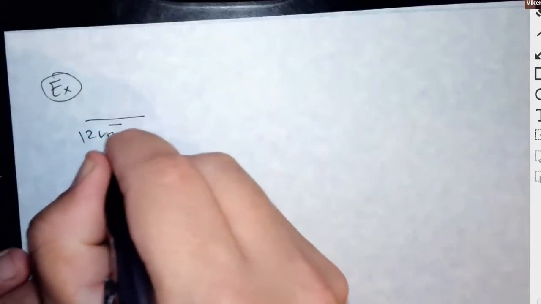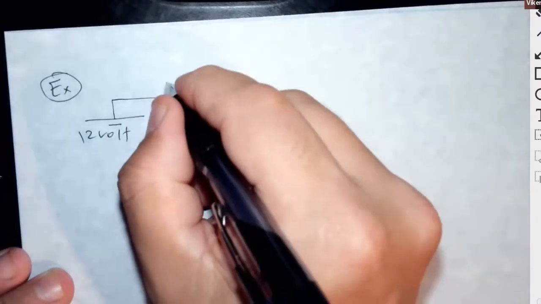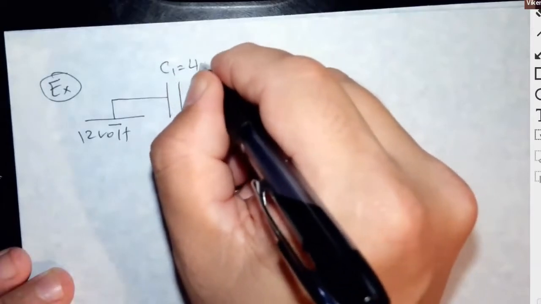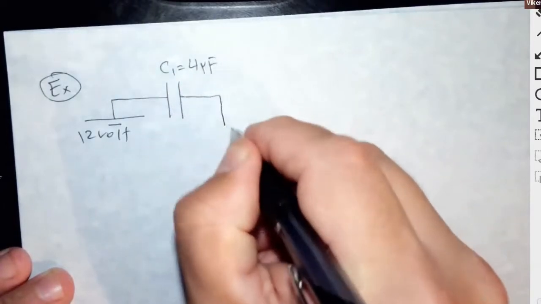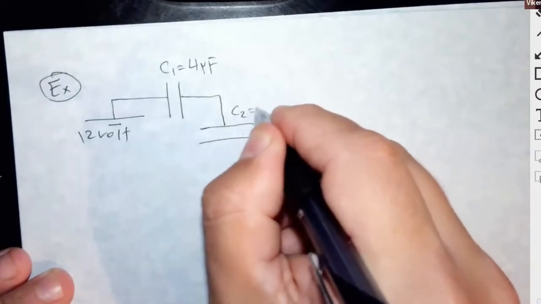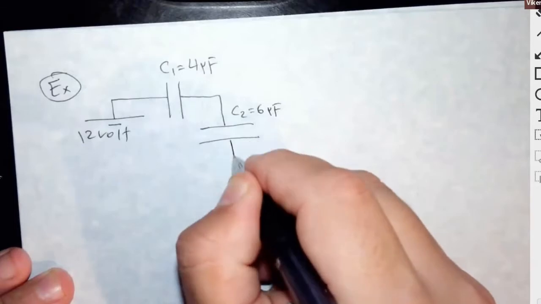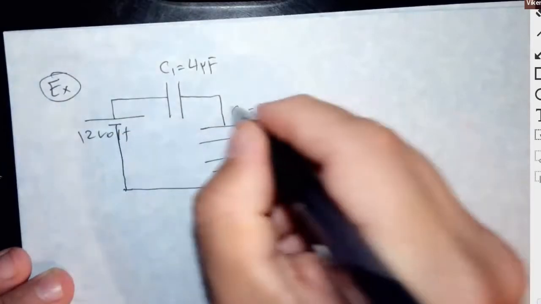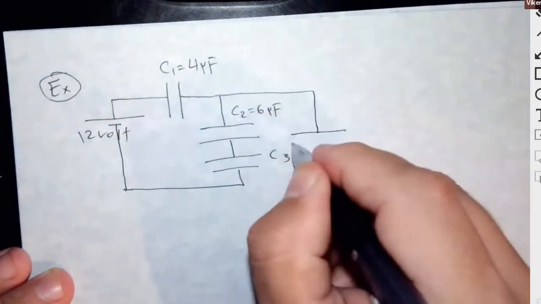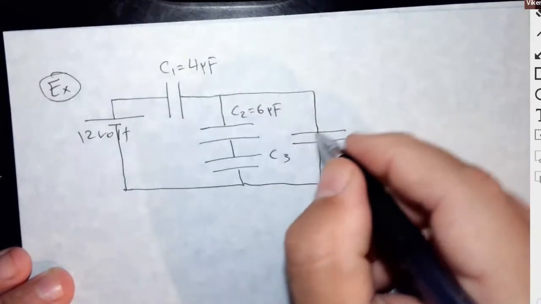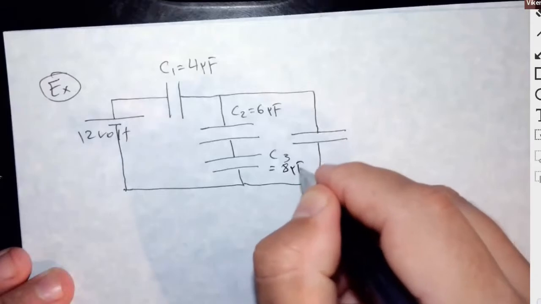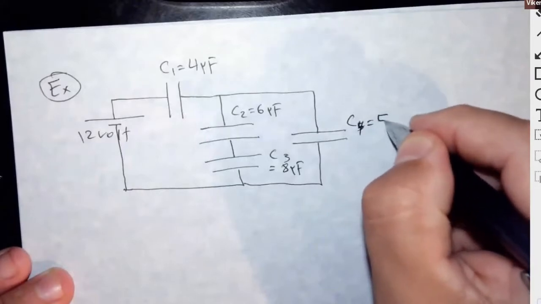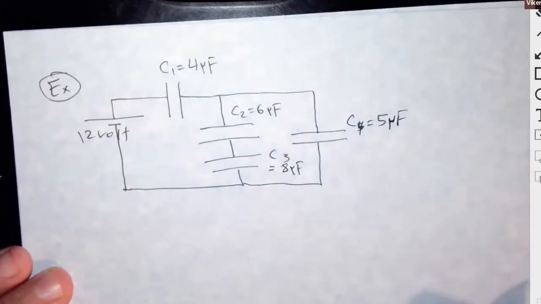Let's say 12-volt battery. C1 is 4 microfarads. C2, 6 microfarads. C3 is 8 microfarads, and then C4 is 5 microfarads. So let's say you have some random capacitors.